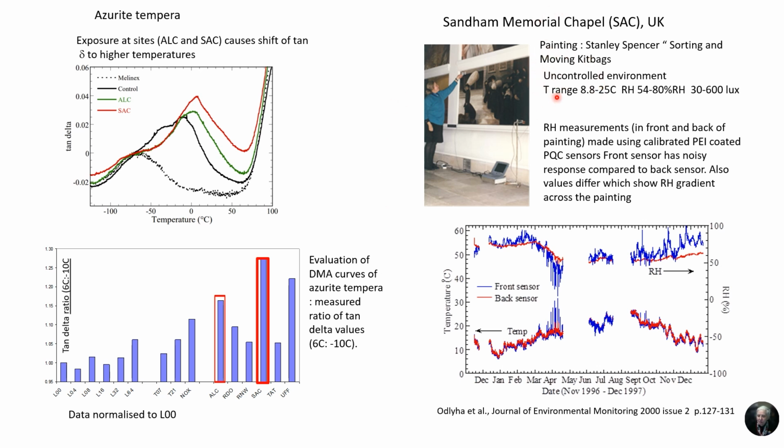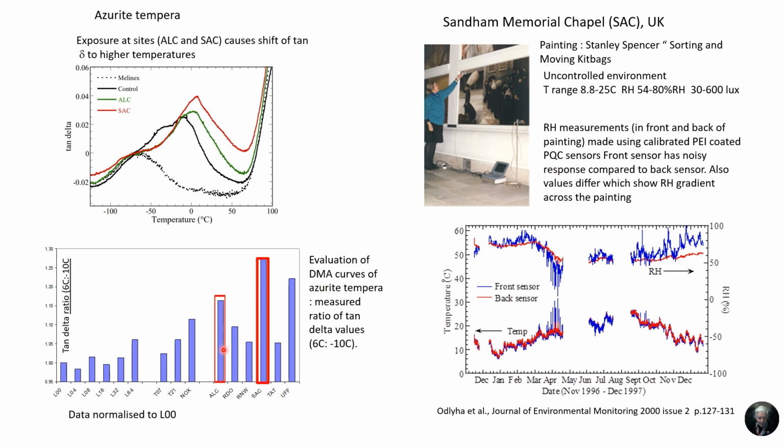In Sandham Memorial Chapel, we have this uncontrolled environment, and here we can also see that there are temperature and RH gradients across the painting. So we have differing conditions in the front and at the back in terms of relative humidity, and differing conditions front and back with temperature. And so this is something that we need to consider when we consider microclimates.